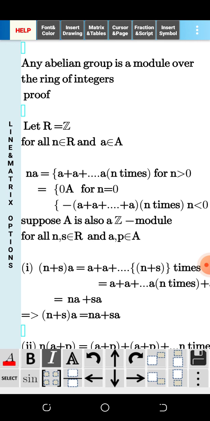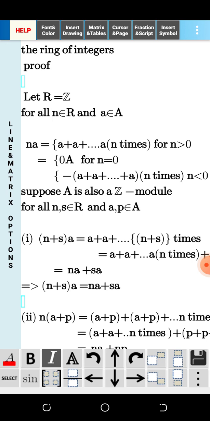So we have the first one. Any abelian group is a module over the ring of integers. So we let R be equal to Z such that n will be in R and a will be in A. Don't forget scalar multiplication. So we check na for when n is greater than 0, when n equals 0 we have 0, and for negative a as well, that's for when n is less than 0. So we suppose that A is also a Z module for all n, x in R.